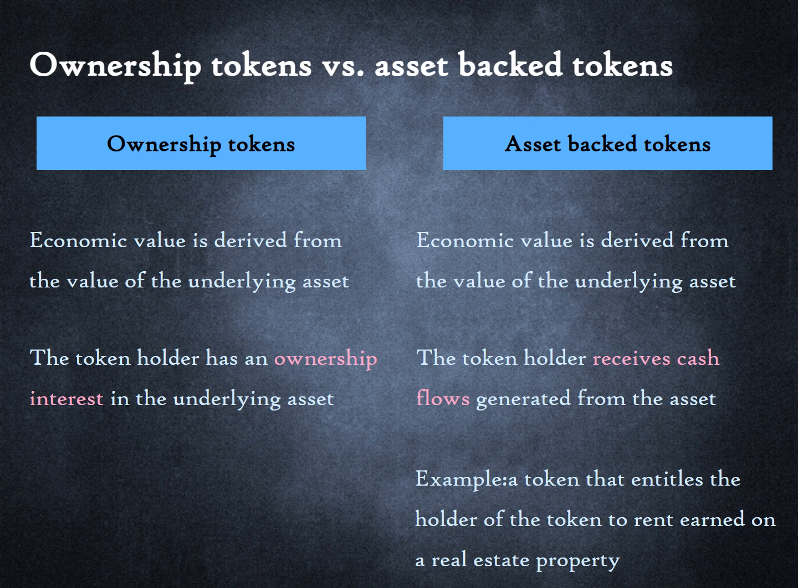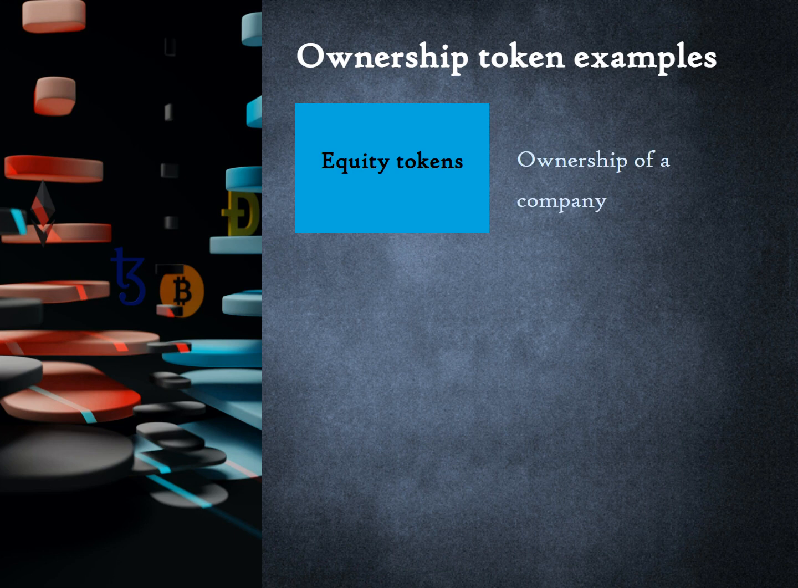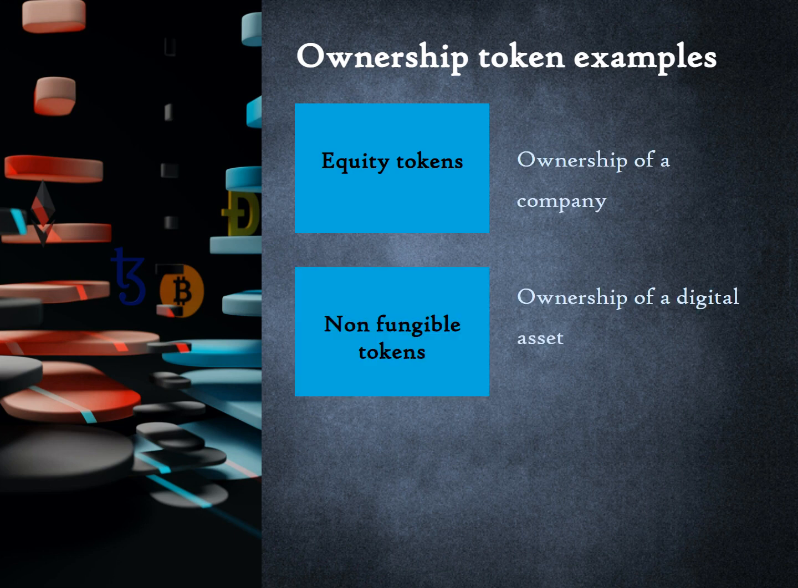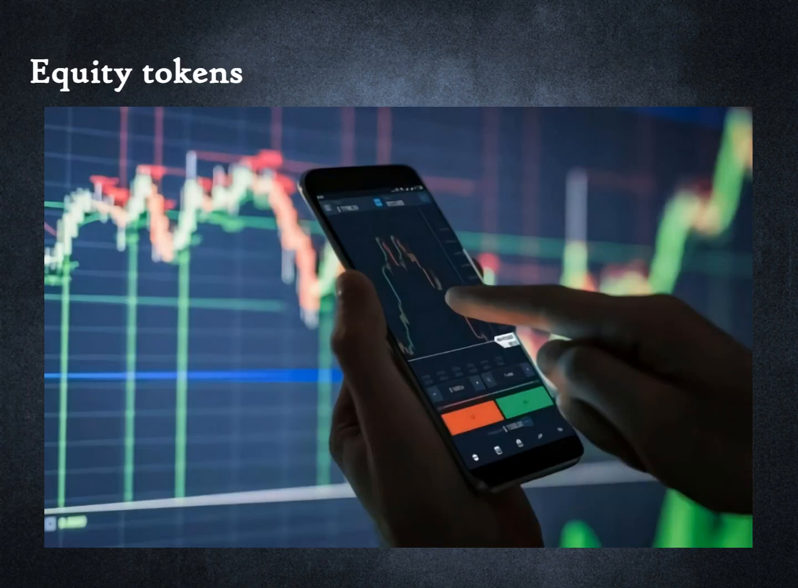An ownership token would mean that the token holder actually owns title to property. The rest of the discussion on ownership tokens is structured around 3 examples. Equity tokens that represent ownership of a company. Non-fungible tokens that represent ownership of a digital asset. Tokens that represent ownership of a physical asset. Next, we will deep dive into equity tokens.